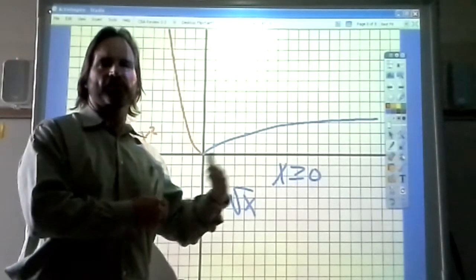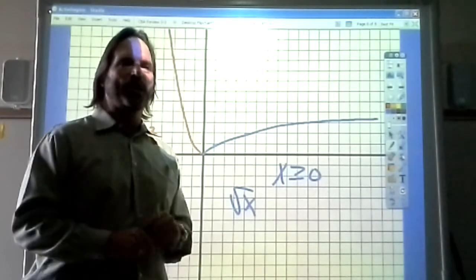Different functions for different parts of the domain. Pieces. And that's about it.